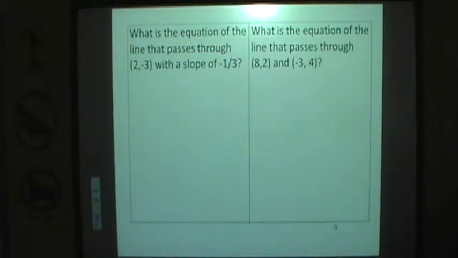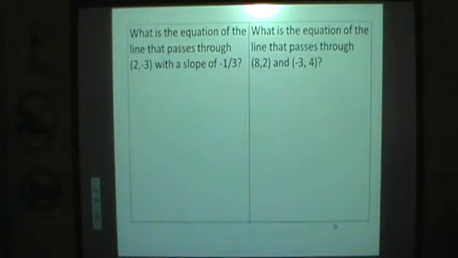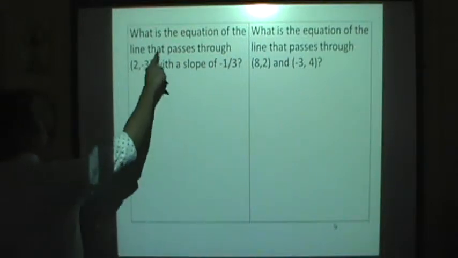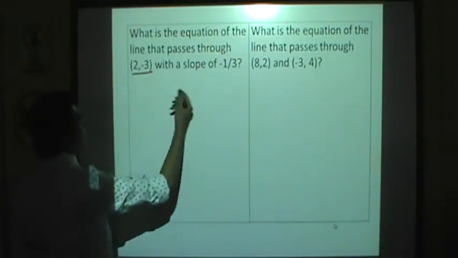Okay, let's go to one of my favorite lessons. One of my favorite lessons in Algebra 1. Here, what is the equation of a line that passes through a point? Here we go.